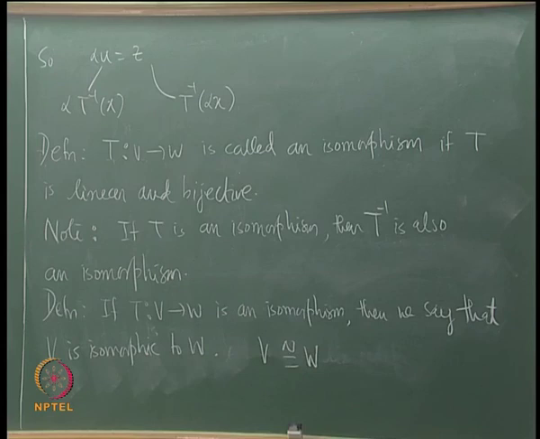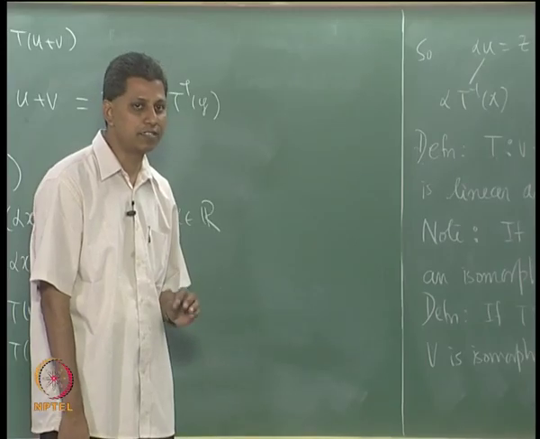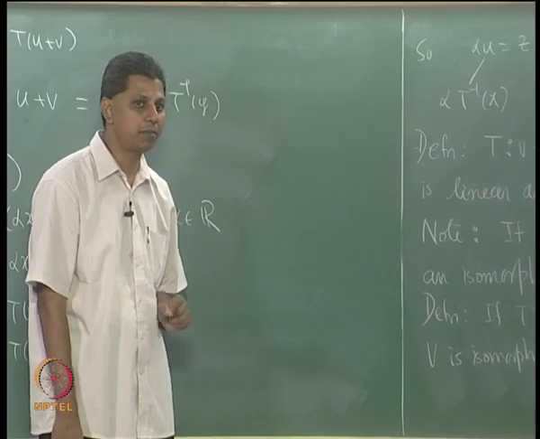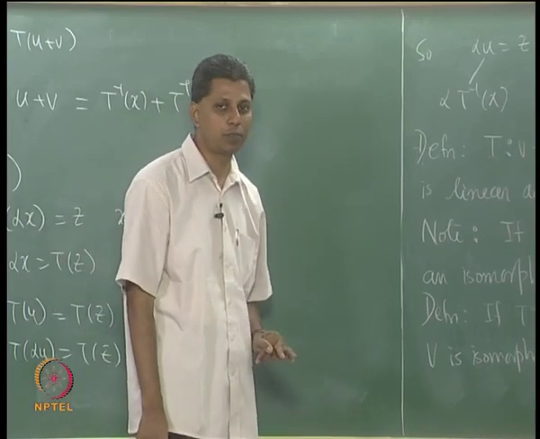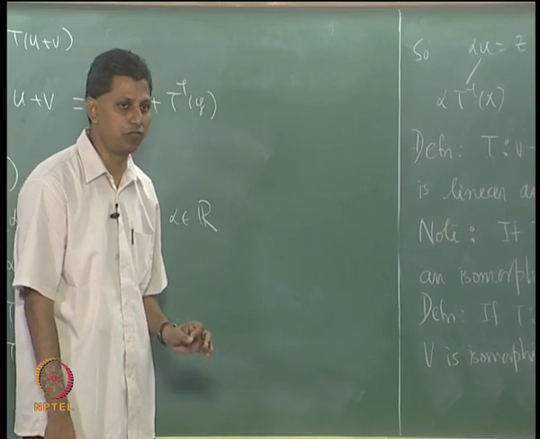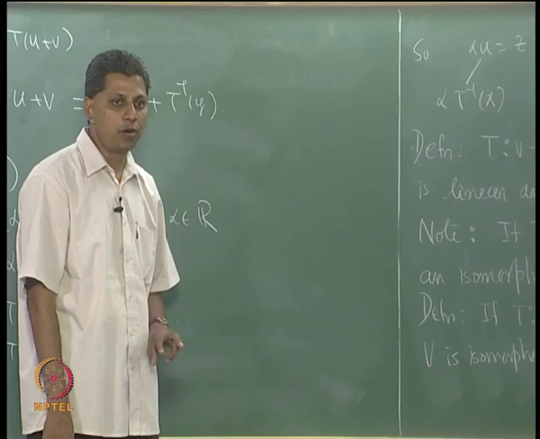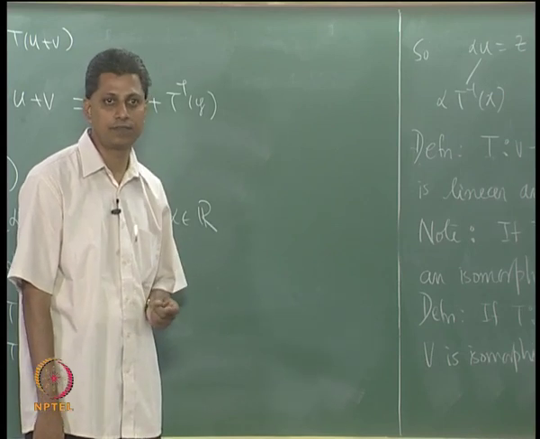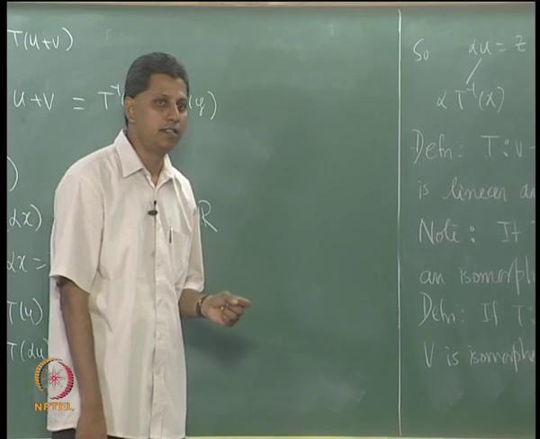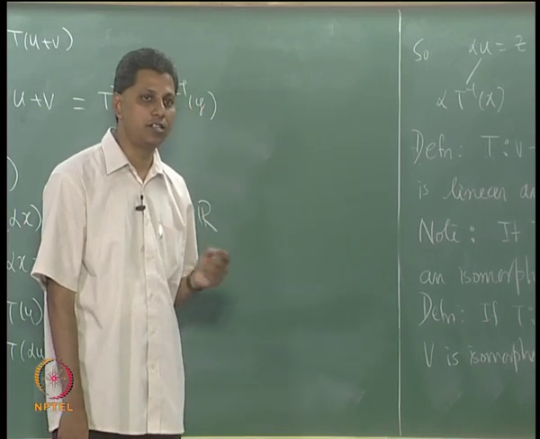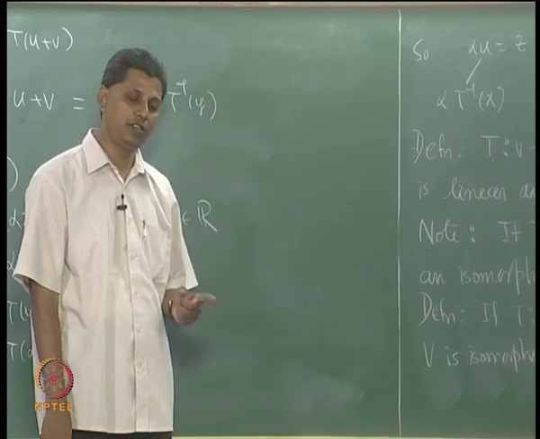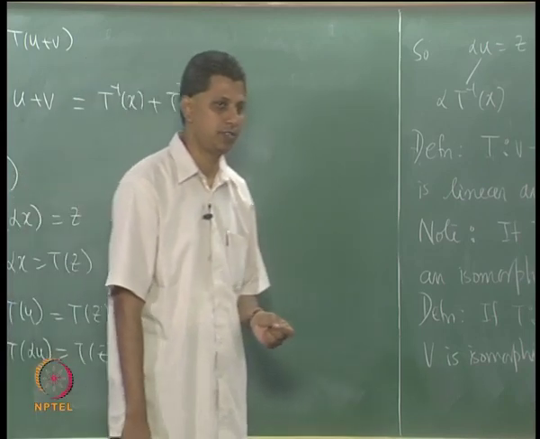Also, if V is isomorphic to W, W is isomorphic to Z, can I conclude V is isomorphic to Z? Yes, because composition of bijective maps is bijective, composition of linear maps is linear. I have not proved this before, but it is not difficult to prove. Composition of linear maps is linear, and for the inverse of the composition, there is a reverse order law similar to the matrix inverse. T1 circle T2 inverse is T2 inverse circle T1 inverse.